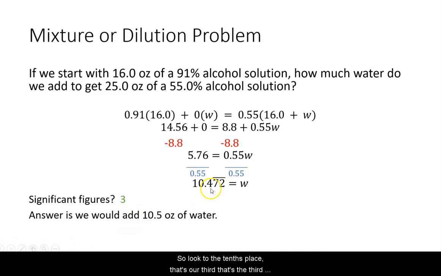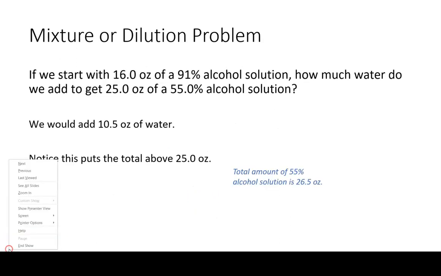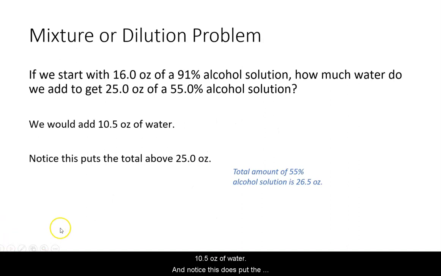So look to the tenths place. That's the third significant digit. The digit right after it is 5 or more, so we round up. So 10.5 ounces of water.